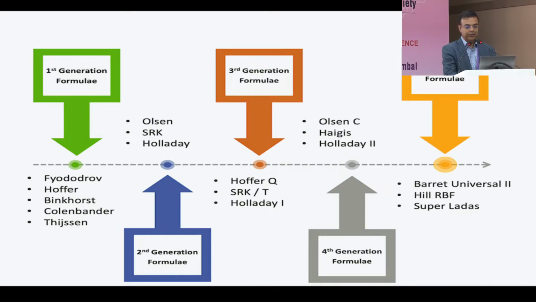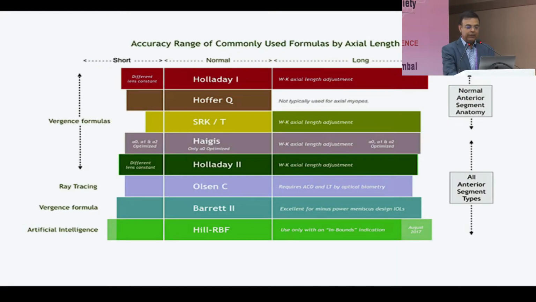So as you can see here, when we started off, we used to have formulas like the Hoffer Q, which was great for short eyes, and then for the long eyes, with the Wang-Koch adjustment, we could use the SRK/T. So they all had their own plus and minus points.